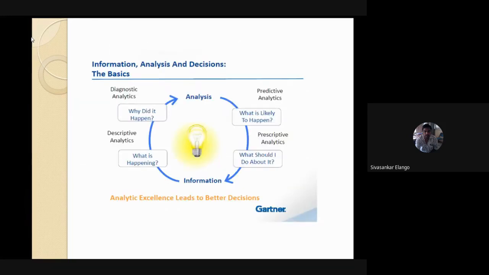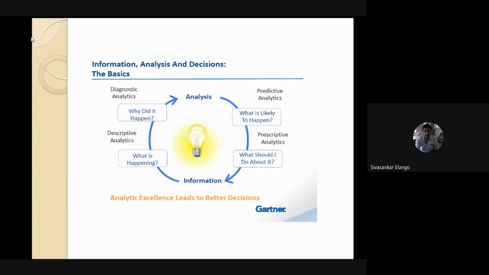Basically in analytics, we have four major categories of algorithms: descriptive analytics, diagnostic analytics, predictive analytics, and prescriptive analytics. Descriptive analytics helps us to summarize the data, like what's happening across the organization. Diagnostic analytics helps you to uncover why some event has happened, why the profit has increased over a period of time, or why there is a decrease in sales over a period of time. It's known as diagnostic analytics.